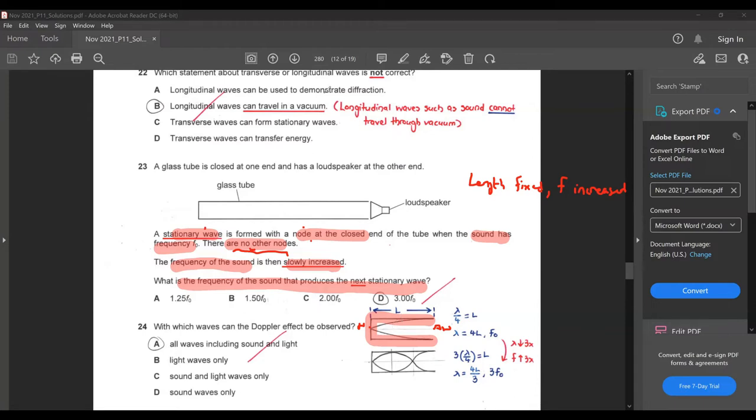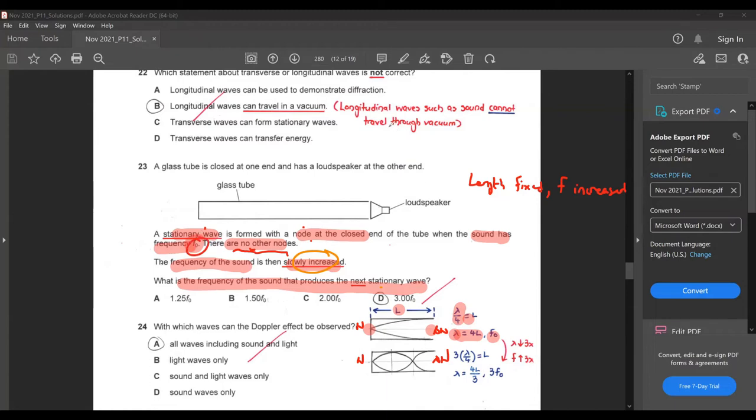Then they tell you that the frequency is slowly increased up to the next stationary wave. So when you want to get the next stationary wave, the pattern will be this one. You will still have a node and an antinode at both ends. But how has your wavelength changed? Remember that your length remains the same. If you look at the first stationary wave, node and antinode, this is lambda over 4 equal to L. So lambda is 4L, and this one is occurring at frequency f naught. They've already told you it's frequency f naught.